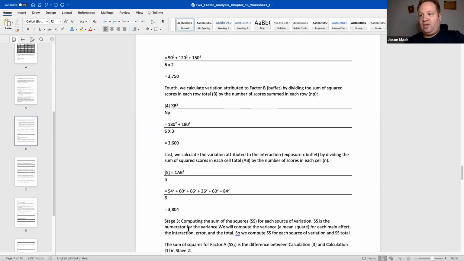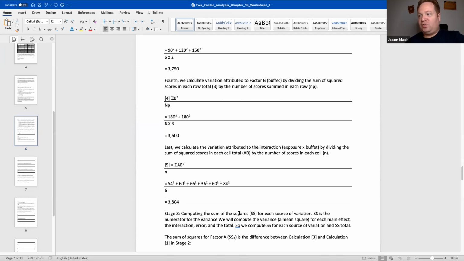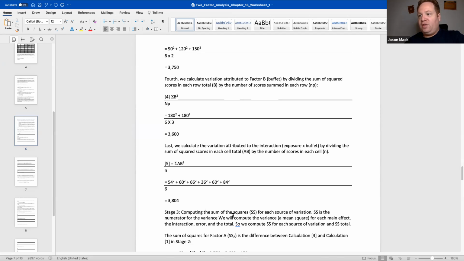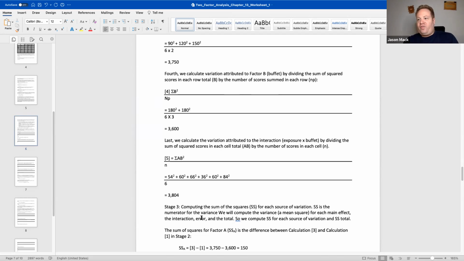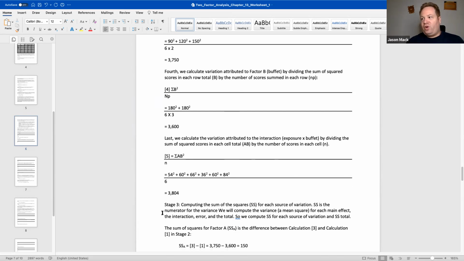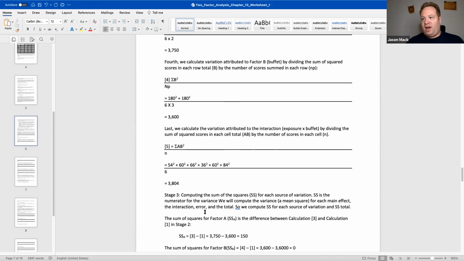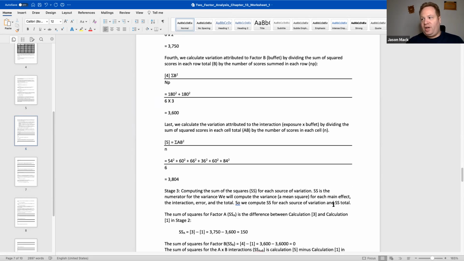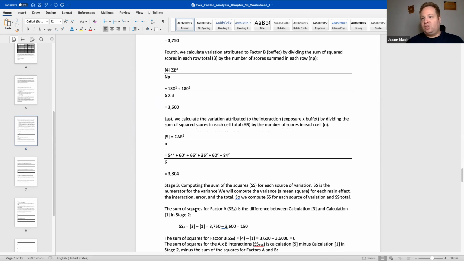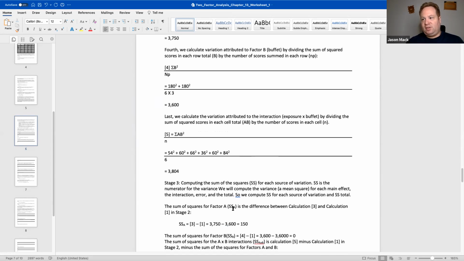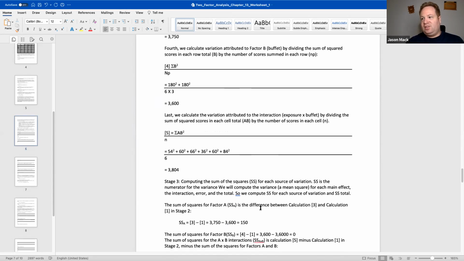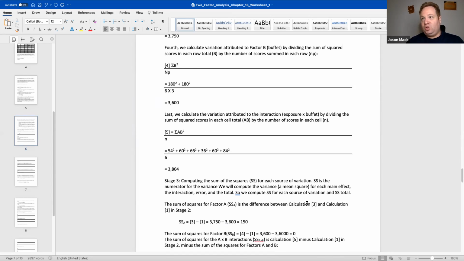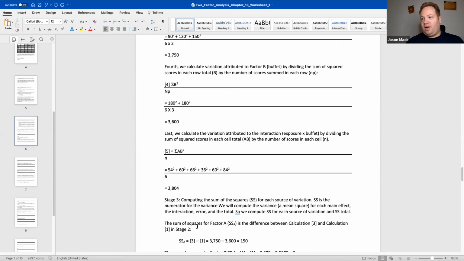Stage 3. Computing the sum of the squares for each source of variation. The sum of the squares is the numerator for the variance. We will compute the variance, which is a mean square, for each main effect, the interaction, error, and the total. So we compute the sum of the squares for each source of variation and the sum of the squares total. The sum of the squares for factor A, SSA, is the difference between calculation 3, which we did earlier, and calculation 1.